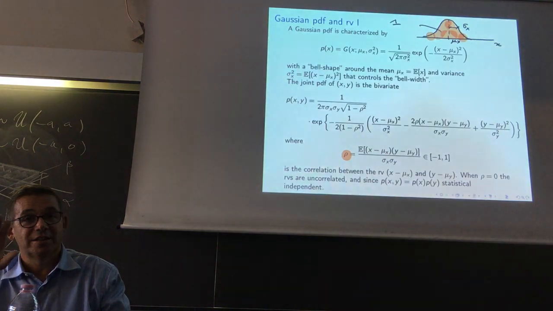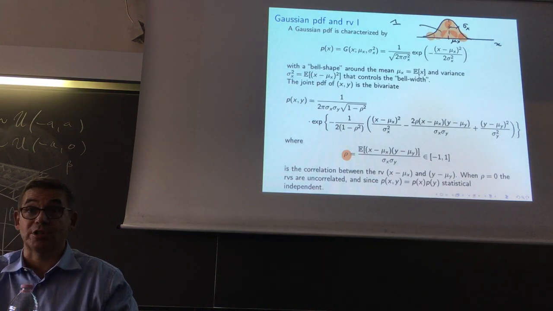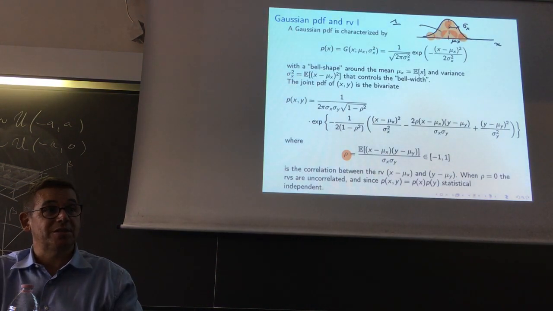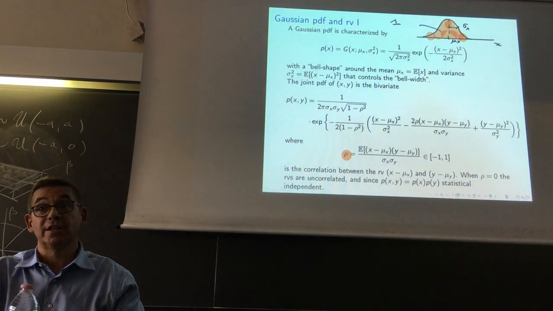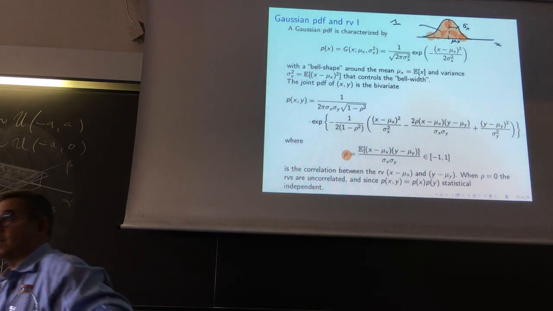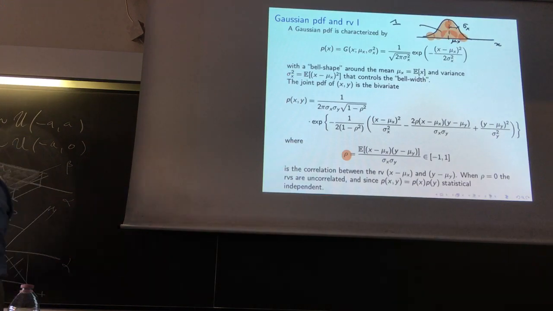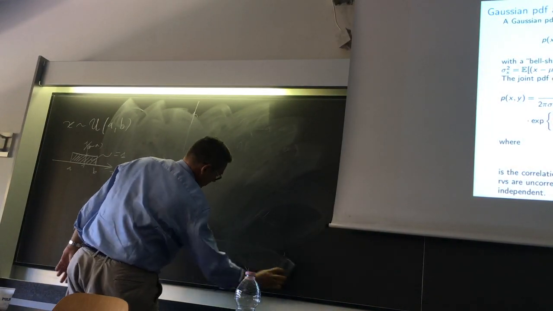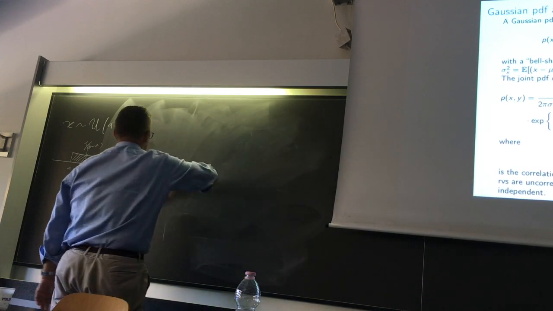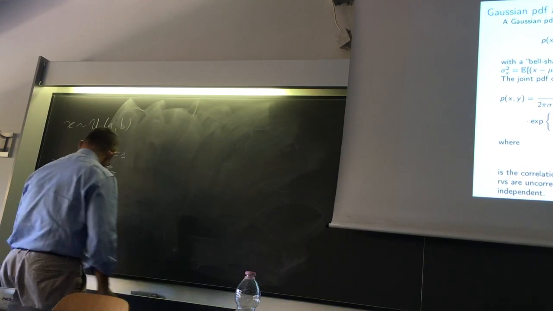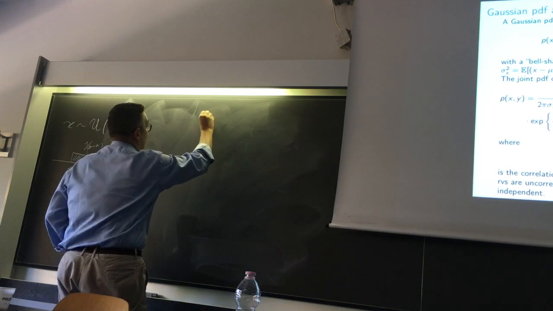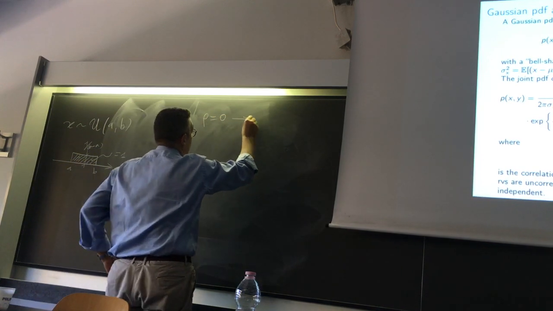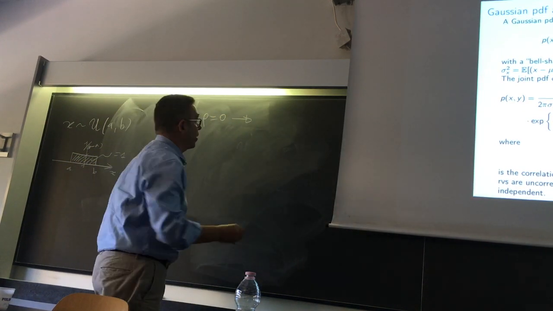Now, for the special case of Gaussian, if rho is equal to 0 and they are uncorrelated, they are also statistically independent. Let's see. So if rho is equal to 0, which means that two random variables are uncorrelated.